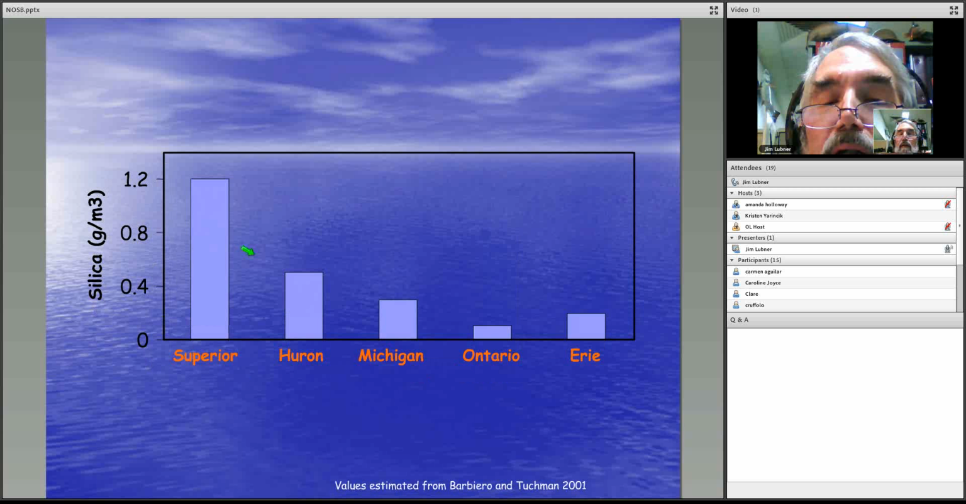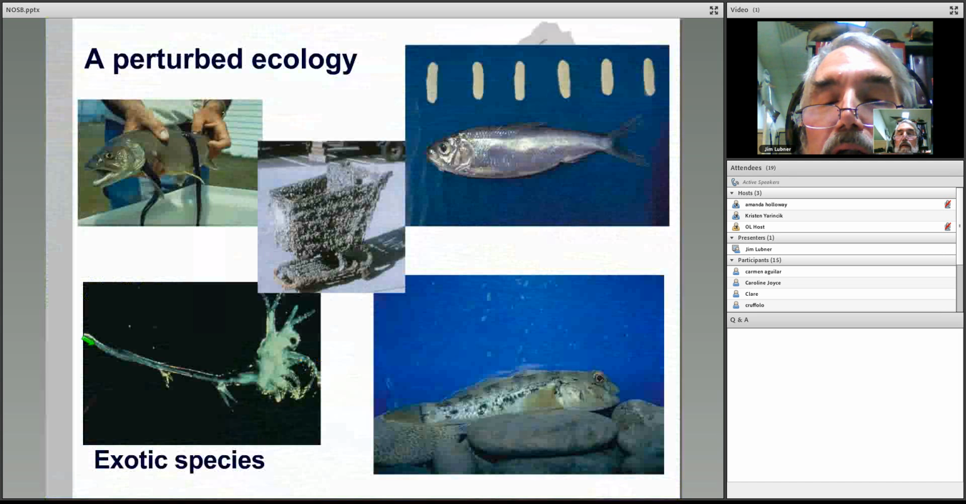And this is silica. And again, we may also see some increase here in silica levels in Michigan and Huron because diatom populations are down, and so that would remove less silica from those lakes. And so silica levels, again, according to a conversation I had with Carmen, silica levels are coming up.